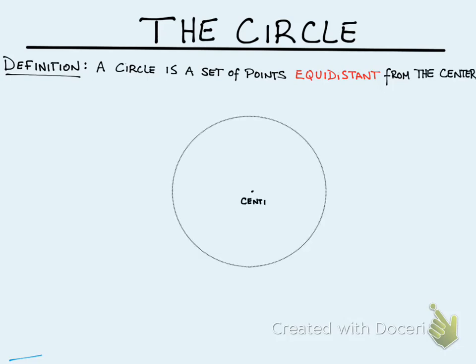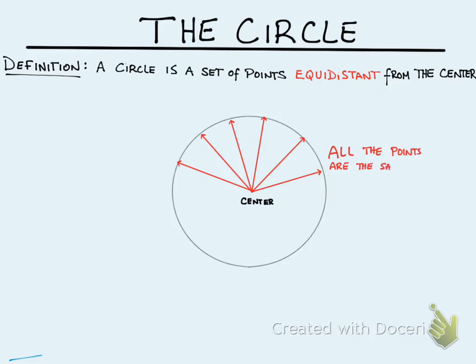So we're going to talk about the circle. The definition of the circle is a set of points equidistant from the center. What this means is that if we drew a line from the center point of the circle all the way to its edge, the line would always be the same length no matter where you drew it.